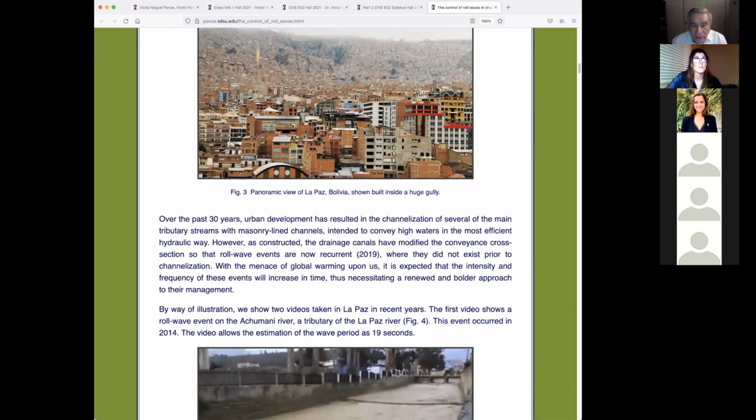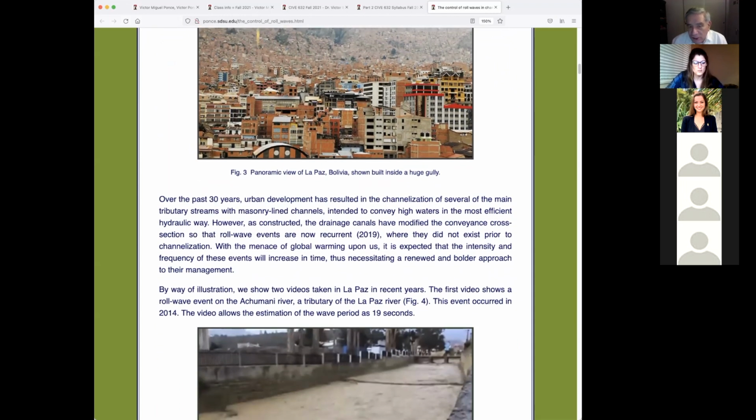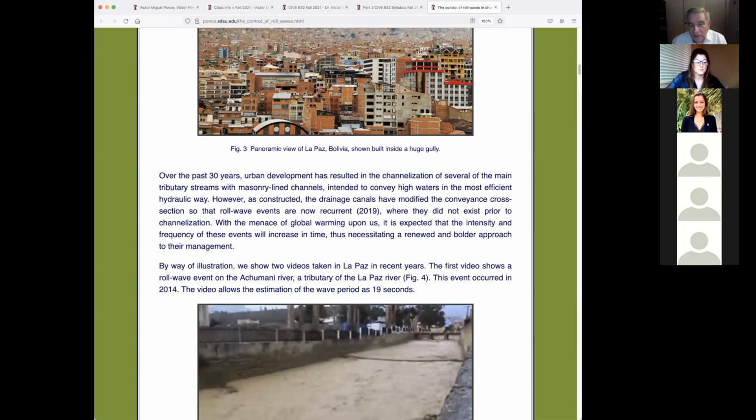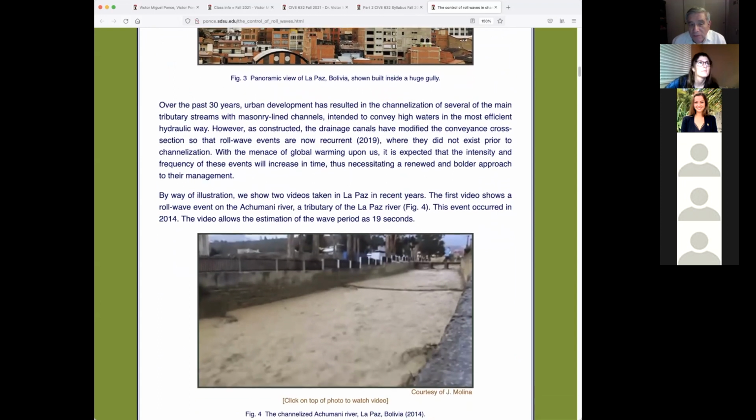Over the past 30 years, urban development has resulted in the channelization of several of the main tributaries, measuring line channels. As constructed, the drainage canals have modified the conveyance cross-section so that roll waves are now recurrent, where they did not exist prior to channelization. With the menace of global warming, it is expected the intensity and frequency of these events will increase with time.